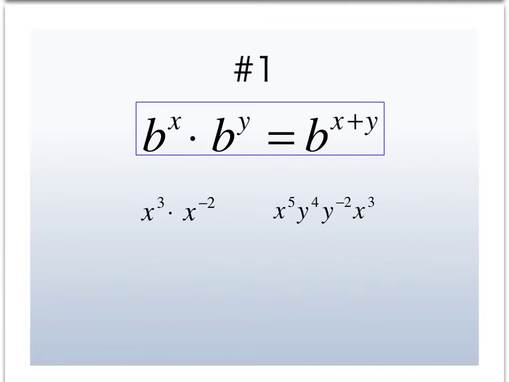So if we take a look here, x cubed times x to the negative second, we can add the 3 and the negative 2, which gives us x to the 1, which we know we can just write as x.